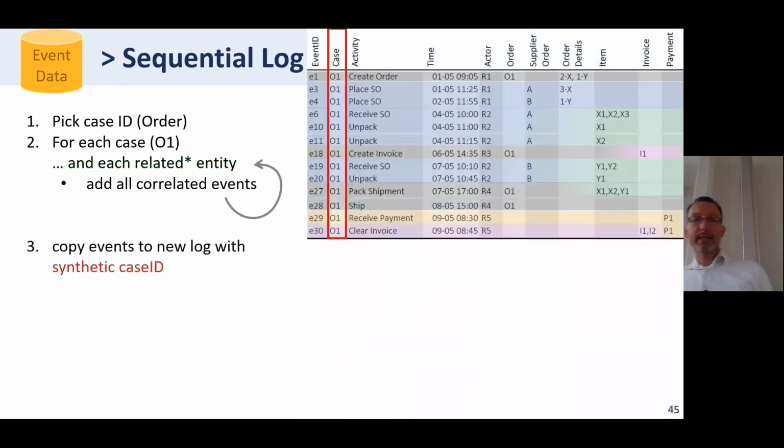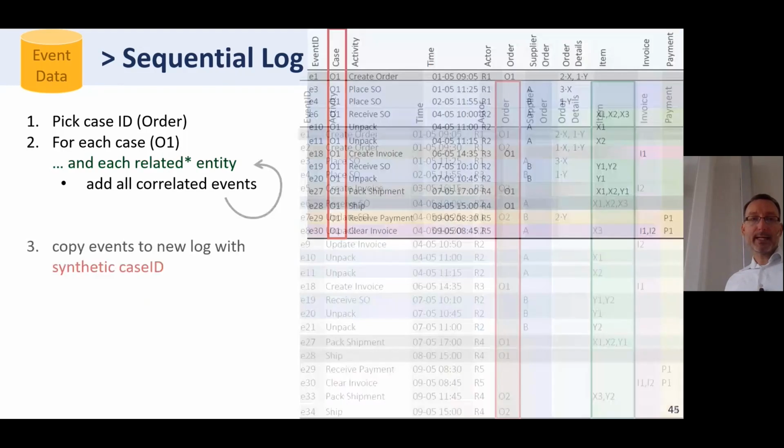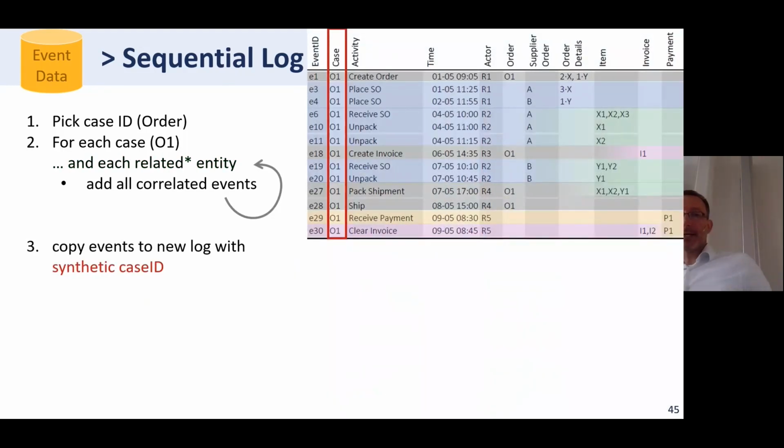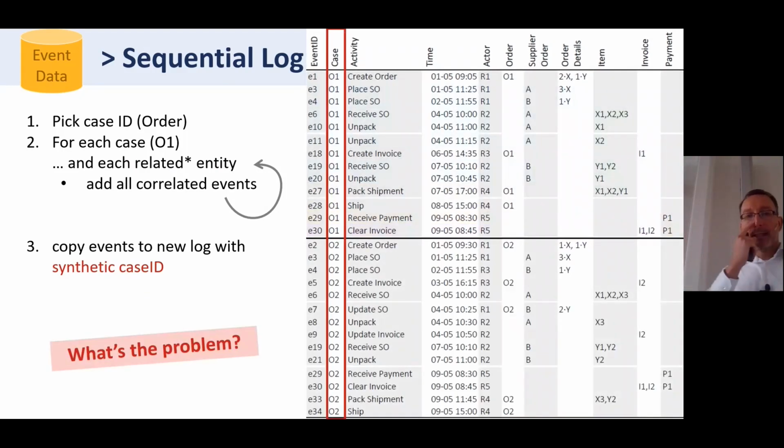So until I add all these events. And then I copy this to a new log where I generate a new synthetic case identifier O1, right? Because they all didn't have O1, but I'm basically materializing, look, you're related to O1. So that's it in a gist. Now I have to do this for O2 as well, for the second order. So this is now the event log that I would extract.